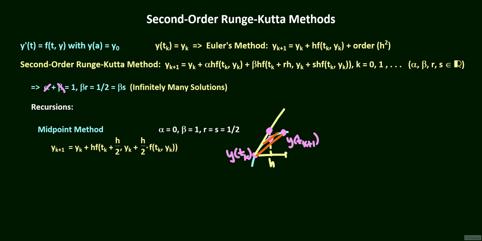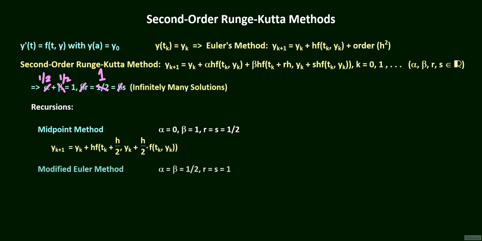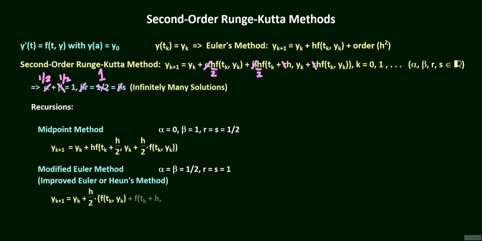If we set alpha and beta to be both equal to 1/2, with r and s both equal to 1, we get the modified Euler, or the improved Euler method. It is also frequently called Heun's method. For this method, y sub k plus 1 equals y sub k plus h over 2 times the quantity f of t sub k, y sub k, plus f evaluated at t sub k plus h and at y sub k plus h times f of t sub k, y sub k.